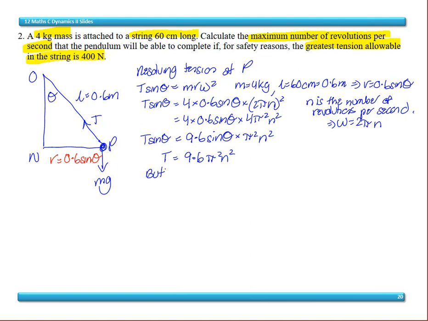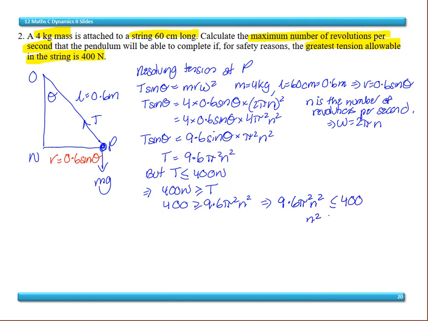But our maximum possible tension is 400 newtons. So T has to be less than or equal to 400 newtons. Now the textbook says less than 400 newtons, but it does say that it can have a tension of 400 newtons. So I think it should be less than or equal to. The other way of writing that is that 400 newtons has to be greater than or equal to T. So that means that 400 has to be greater than or equal to 9.6 pi squared n squared. It's actually better having it the other way. 9.6 pi squared n squared is less than or equal to 400.